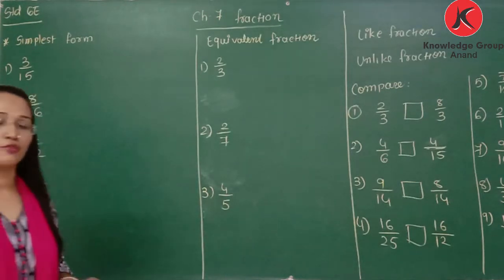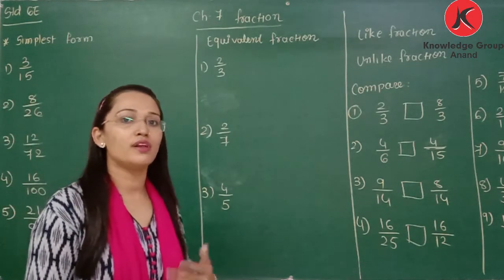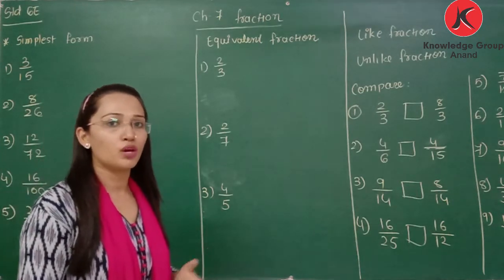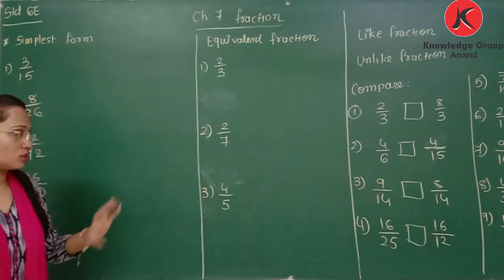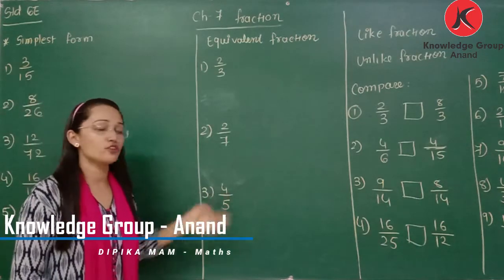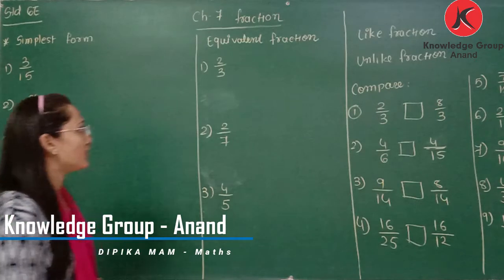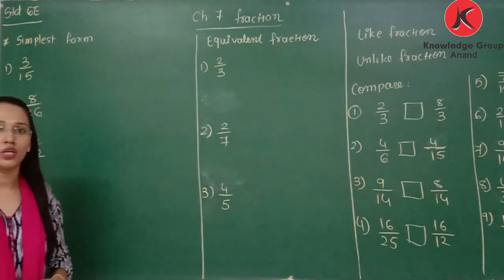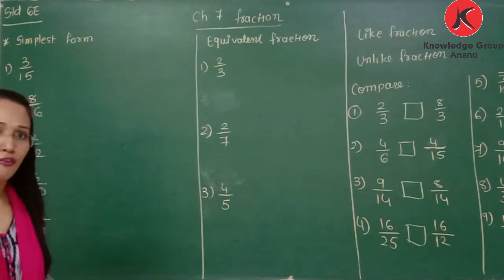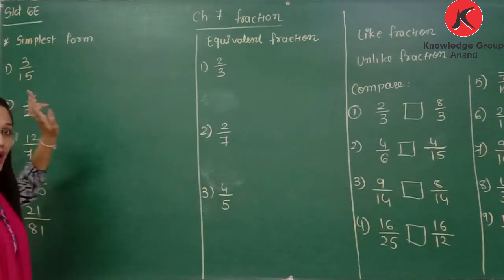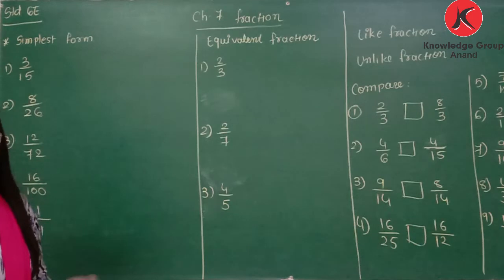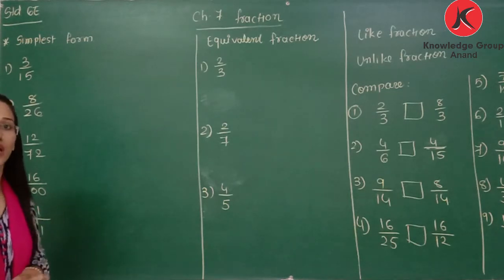I know you know how to find the simplest form, but today we will revise the example of simplest form, equivalent fraction, because in the exam there will not be any confusion related to method. So let's start with the simplest form. Here first 3 by 15. In a simplest form, what you need to do? Find the HCF of 3 and 15 and divide both numbers by it. Or you can find the factor of 3 and 15 and cut the common factor.